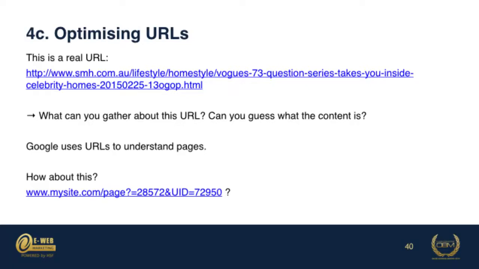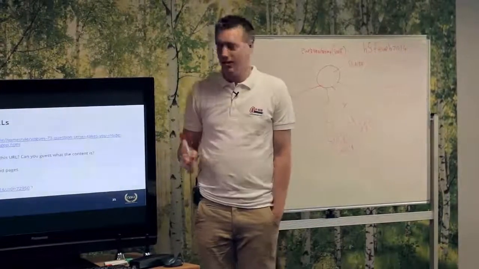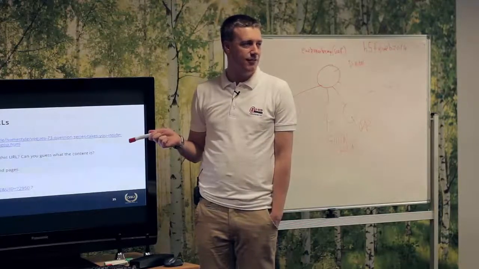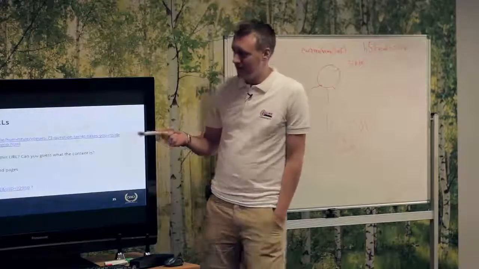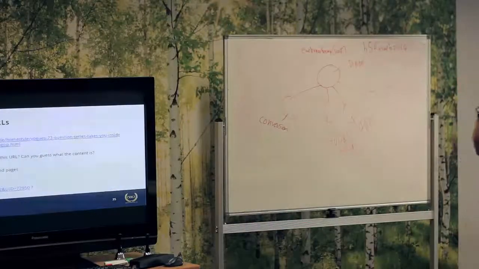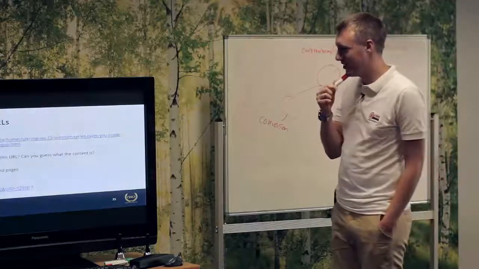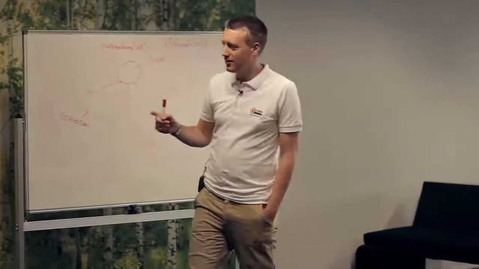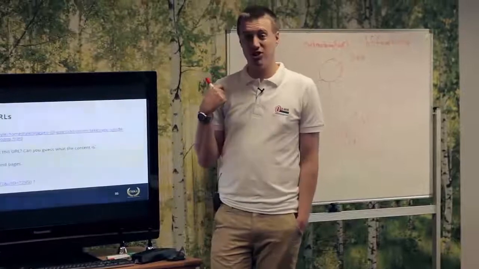Here's a real URL that I picked up, and I'm not going to give you any other information. What do you think this web page is about? If this is all I gave you and I ask you, what is that web page about, what would you say? Celebrity. Yeah, right. Vogue's 73 question series takes you inside celebrity homes. Okay, so this URL is a Sydney Morning Herald URL, and you can see that it has good structure.